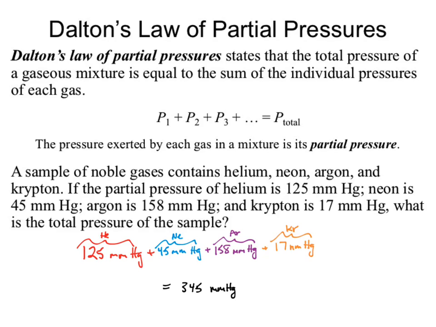I don't care. Dalton's law says just add them up. Don't worry about the units. Really? I don't have to worry about the units? Yes. Just accept it. All right? So here we go. 345 millimeters of mercury, all the gases. Make sense? Yes.